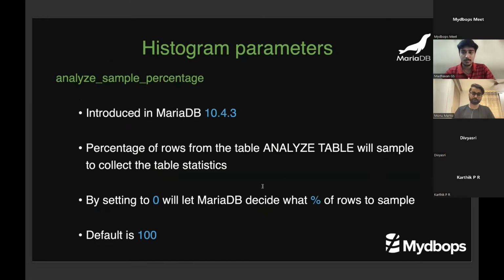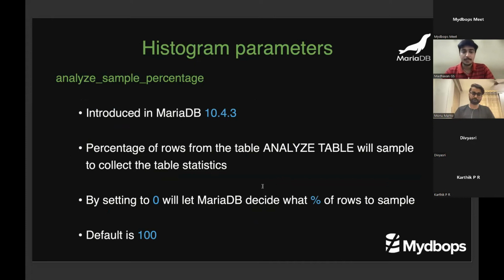Next, analyze sample percentage. This variable was introduced in 10.4.3. What this variable does is, when we run analyze table, a sample of the rows or data is taken so that it can collect the table statistics or frame the statistics.